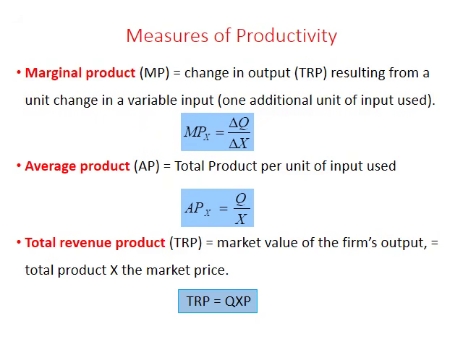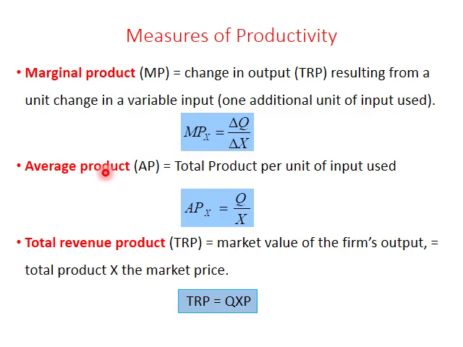Let us see measures of productivity. Productivity can be measured by marginal product. Marginal product is the change in output resulting from a unit change in variable input. That means one additional unit of the input. Mathematically, it can be expressed as the change in quantity divided by change in input.